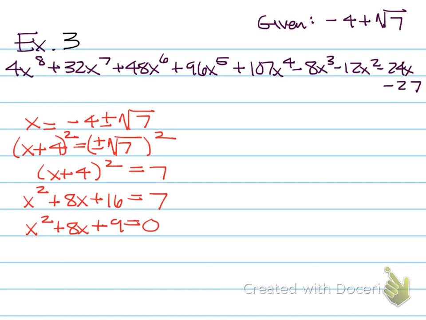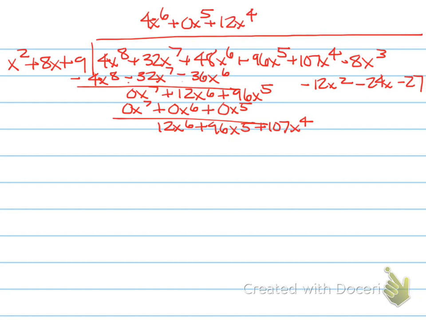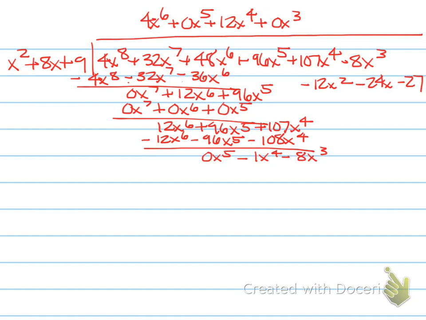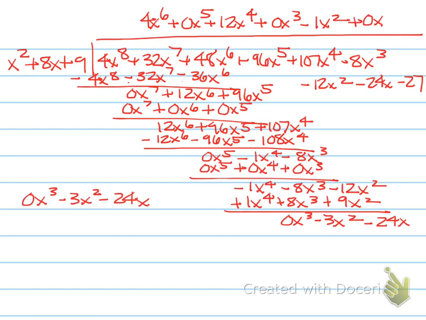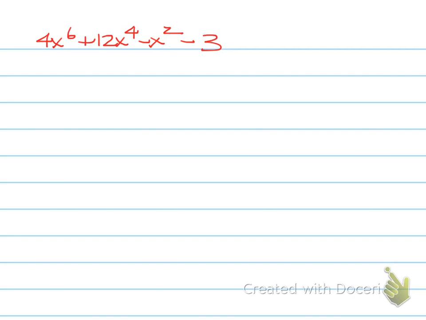So we're going to take that depressed polynomial and divide it into our original polynomial. I'm just going to speed through the process. It's just long division. So when we divide that depressed polynomial x squared plus 8x plus 9 into our original polynomial, we get 4x to the 6th plus 12x to the 4th minus x squared minus 3. All right, so that is going to contain the remaining 6 roots of the original polynomial.